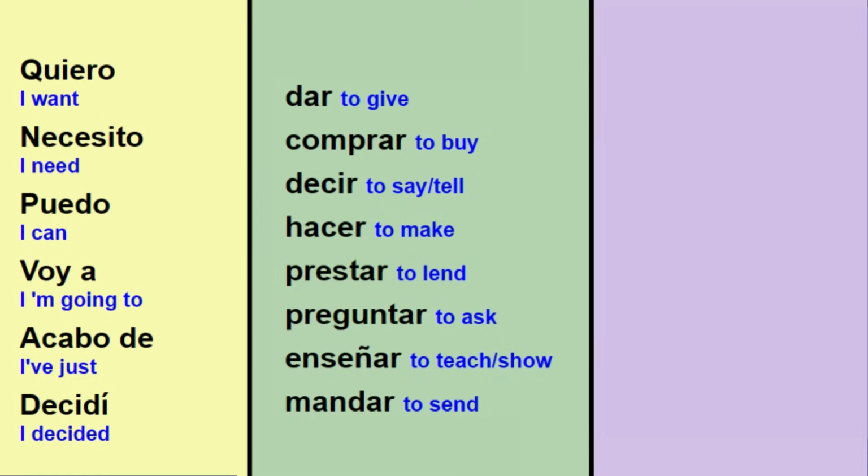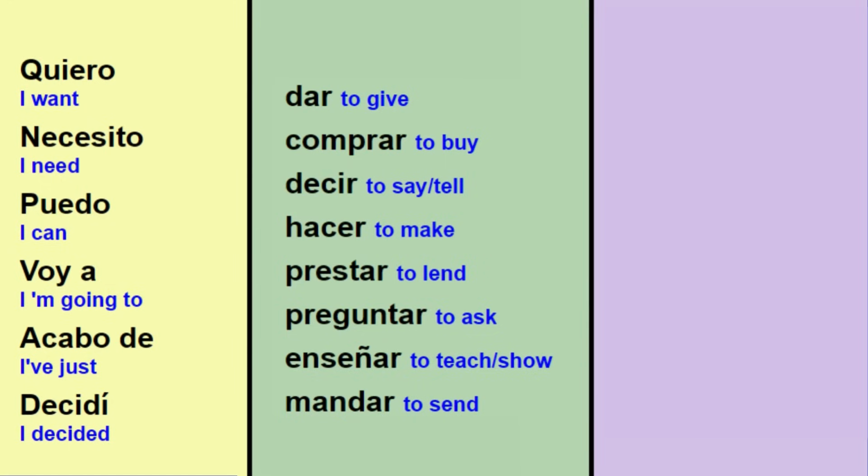Quiero, I want. What does it mean if I said, quiero darte, let's add on chocolate. Quiero darte chocolate. What do you think that means? I want to give you chocolate. Quiero darte chocolate. And necesito, I need.